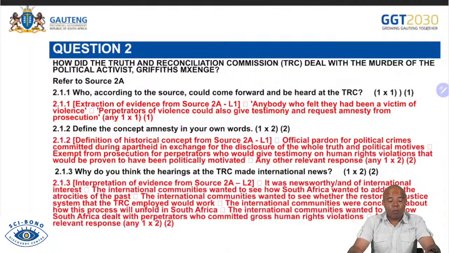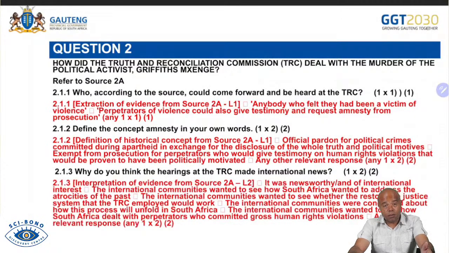Question 2.1.3. Why do you think the hearings at the TRC made international news? Now take note, this is the question that they will always ask. Why do you think this article was published, basically? And here it says, why do you think the hearings at the TRC made international news? It was newsworthy. So always when they ask about newspaper or media, it was newsworthy and of international interest. The international communities wanted to see how South Africa wanted to address the atrocities of the past.